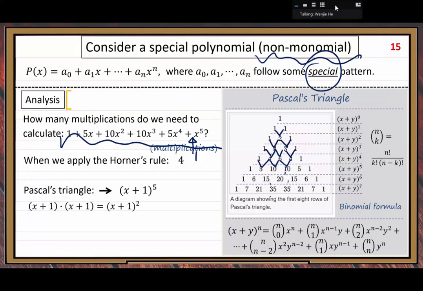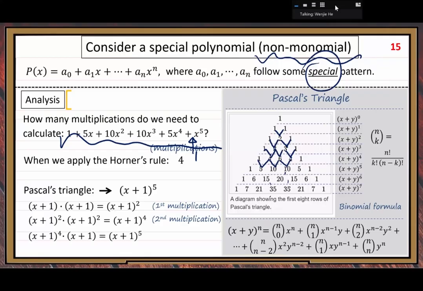First multiplication, x plus 1 times x plus 1. Get a square. Second multiplication, we need to do the square operation, because we have this value, we just copy those two values. One multiplication, we can get x plus 1 parenthesis to the 4th. That's our second multiplication. Then the last multiplication, parenthesis to the 4th times x plus 1 parenthesis. Last multiplication.